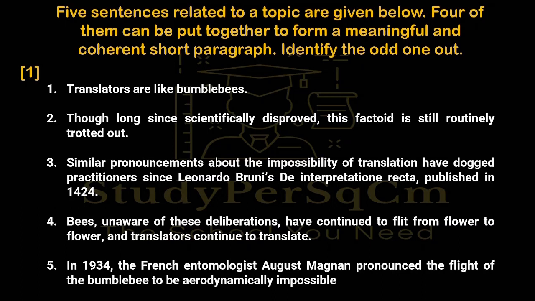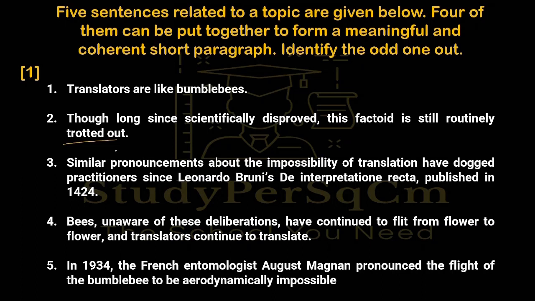Let's start. Translators are like bumblebees. So यहाँ पे ट्रांसलेटर्स और बम्बल बीज को ऑथर कंपेयर कर रहा है. Though long since scientifically disapproved, this factoid is still routinely jotted out. Jotted out means it's still believed, it's still being used. यहाँ पे किसी factoid की बात हो रही है, किसी fact की बात हो रही है. So we don't really have an idea what the sentence or what the paragraph is going to be about.